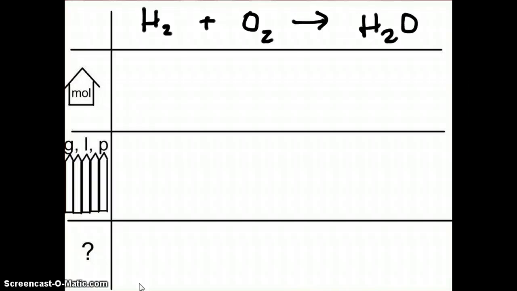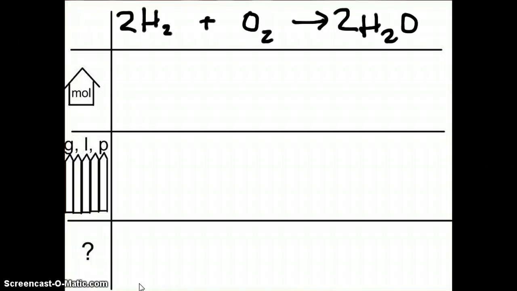Now the problem we have here is that we have an unbalanced equation, and we can't do stoichiometry with an unbalanced equation. So we need to go ahead and balance our equation and put our 2's there, and that balances our equation so that we have the same number of atoms on both sides. So we're following the law of conservation of mass.